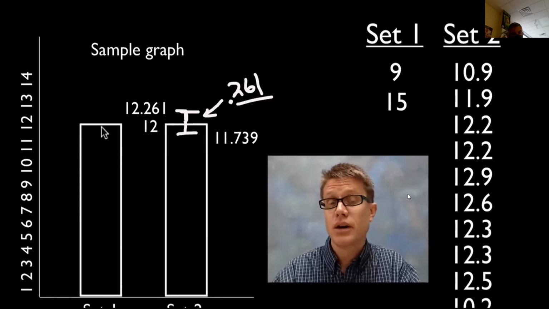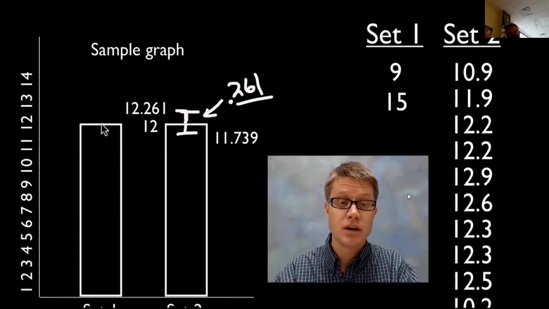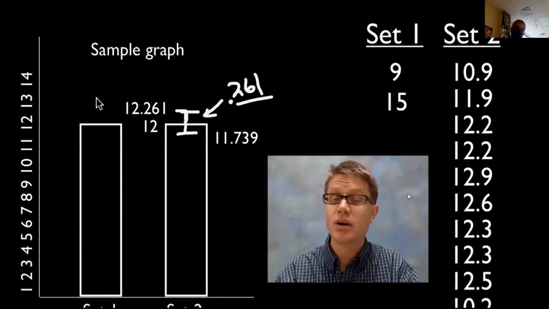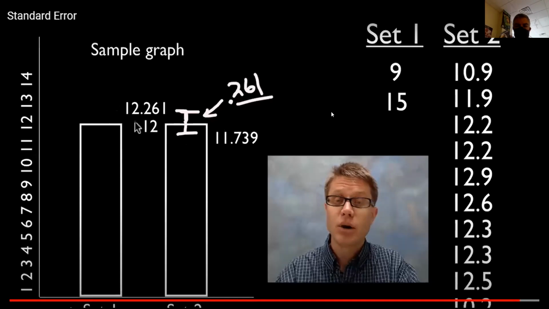What you could do is go figure out set 1. Set 1, you're going to have a much larger standard deviation. You're going to have a smaller sample size. And so I would imagine you're going to have pretty big error bars. And so what's neat about that is the bar graph.